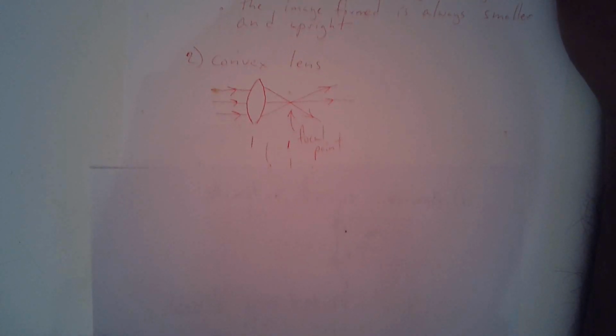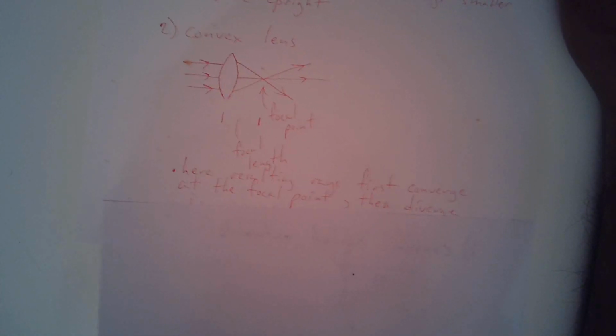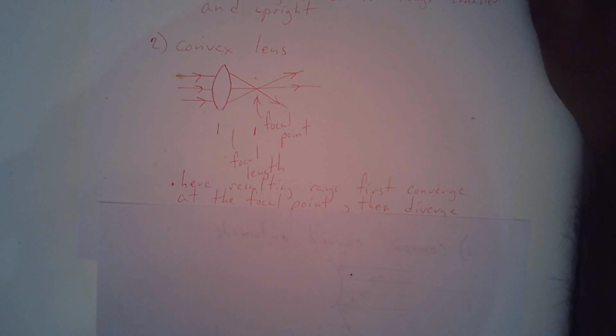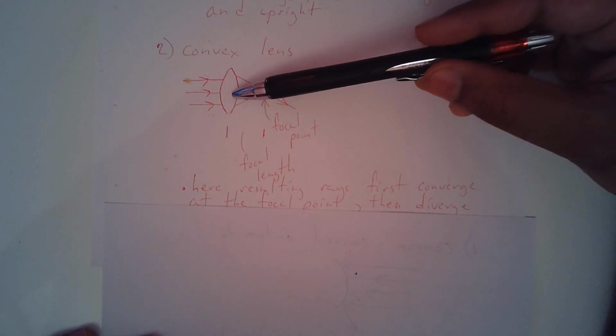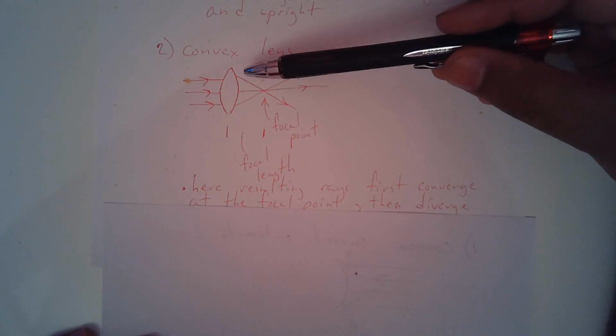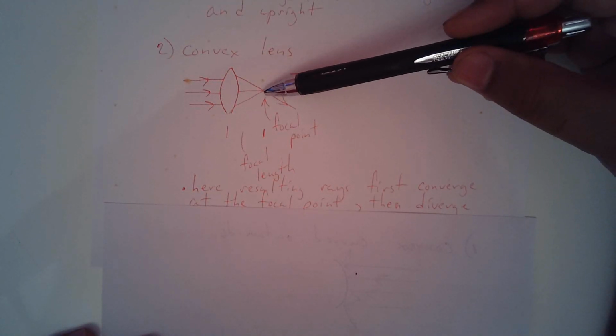So the convex lens here, what's going on is, it sort of looks like an oval. There's your parallel light rays hitting the lens. And then what happens first is the light rays converge and they meet up at the point called the focal point.